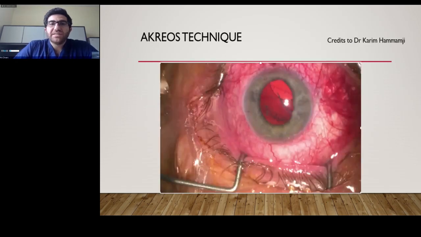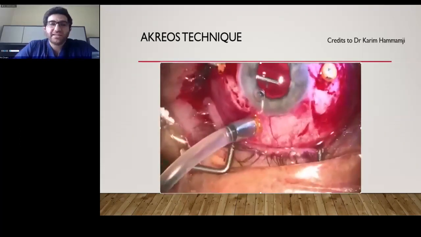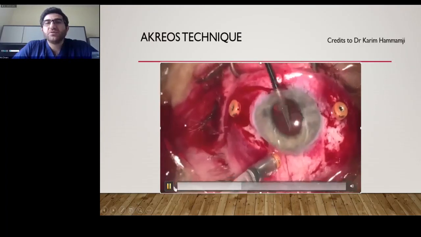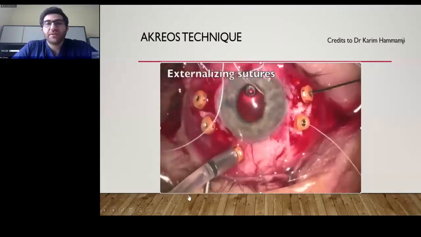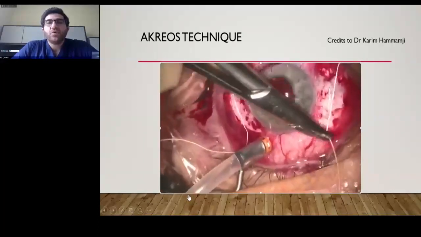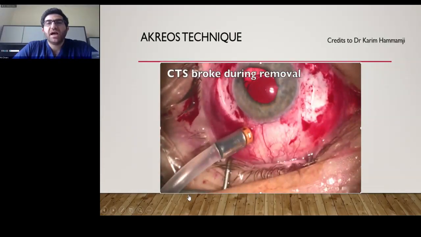As you will see in this video, this patient had a blunt trauma with a dislocated lens. We did the surgery to remove the lens and then to suture the Akreos. I'm showing the video very quickly. After a thorough vitrectomy and posterior hyaloid peeling, we remove the lens through the Pacman technique, and then we insert the Akreos lens and suture it with two Gore-Tex sutures. As you can see, the lens is very well centered.